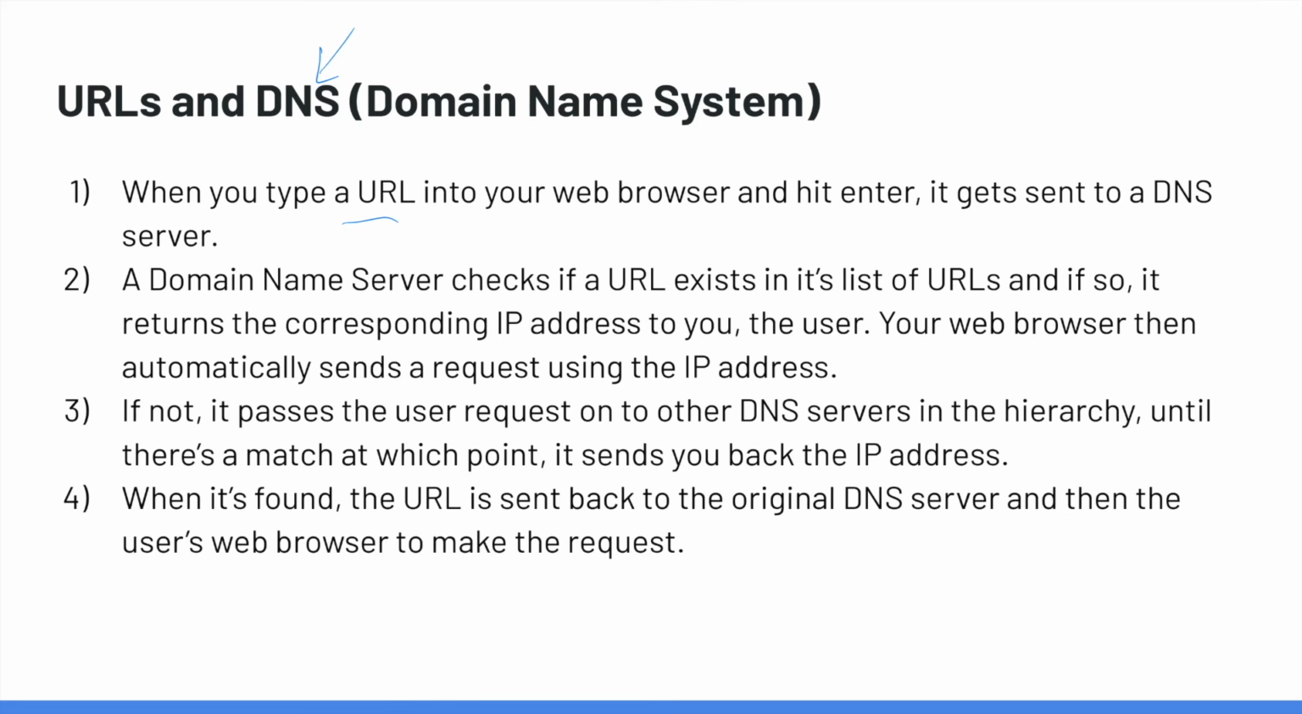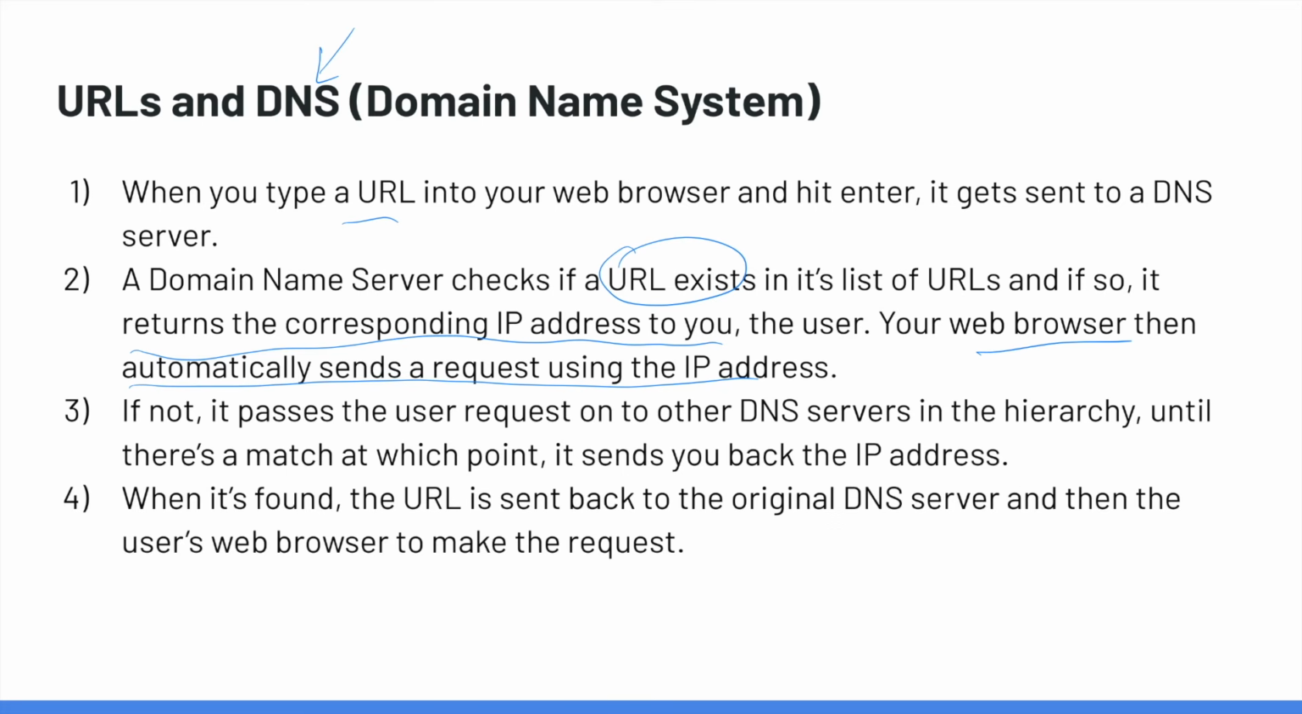So the domain name server checks if a URL exists in its list of URLs, and if so, it returns the corresponding IP address to you, the user, to your web browser. And then your web browser can automatically send a request using this IP address so that we can access the website. So basically, you are typing in a URL, it gets sent to a DNS server. That DNS server returns the corresponding IP address to you, and your web browser uses that IP address to then access the website.